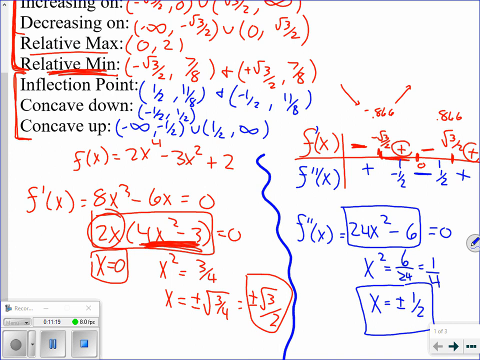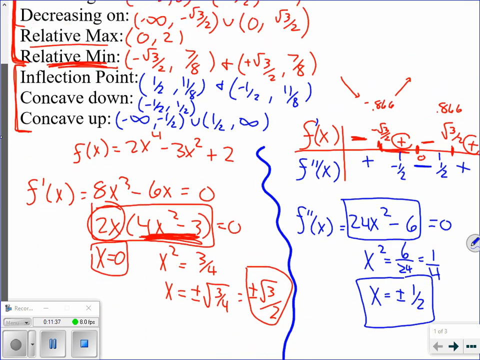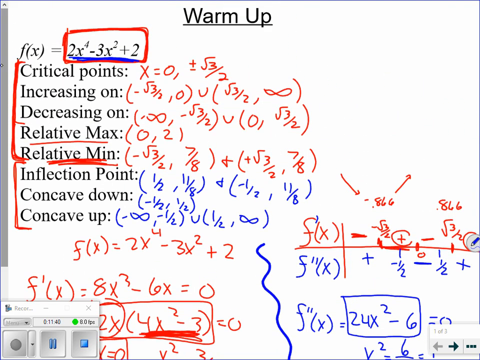Okie dokie. So it is these values, these increments, all these points and all these intervals that are going to help me to graph this function. So what I'm going to do is this. I believe I have room right here. Okay, this is how I suggest doing it.